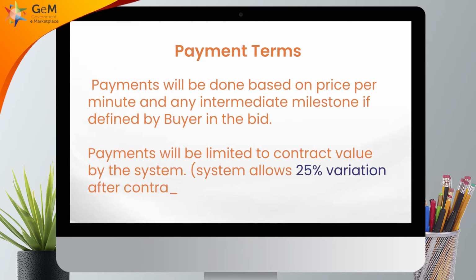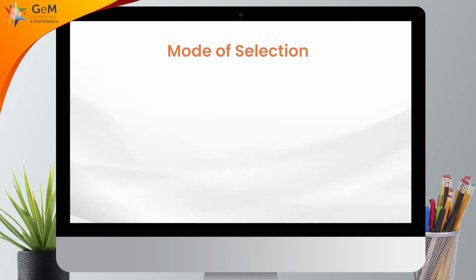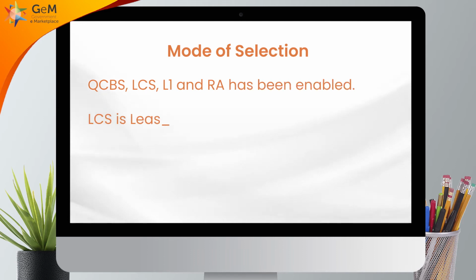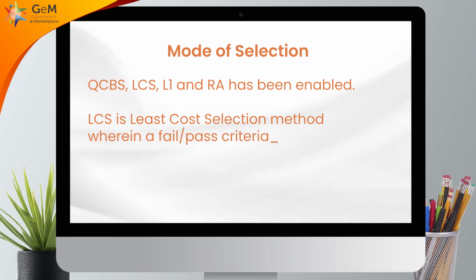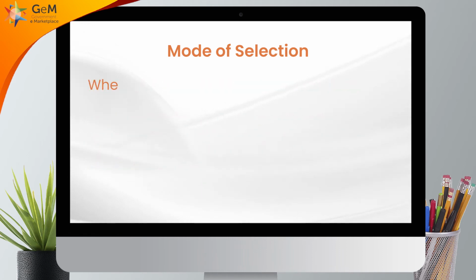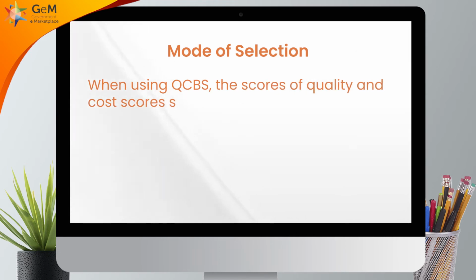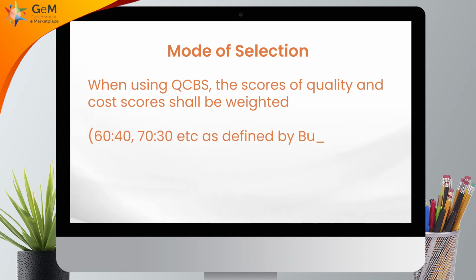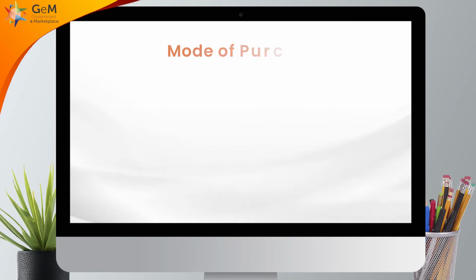System allows 25% variation after contract generation. Mode of selection. QCBS, LCS, L1 and RA has been enabled. LCS is least cost selection method, wherein a fail or pass criteria can be set prescribing only the minimum qualifying benchmark. When using QCBS, the scores of quality and cost scores shall be weighted 60:40, 70:30, etc. as defined by buyer.